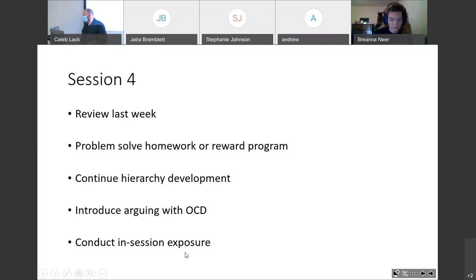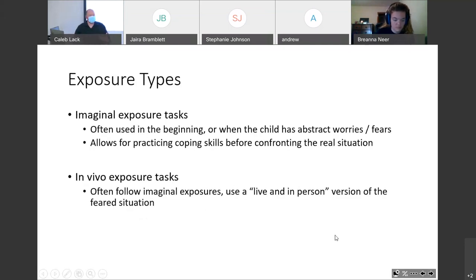When we're doing these exposures, you can do different kinds, right? For different types of problems, like we'll see throughout the semester, you might do more imaginal-based exposure tasks, where you're not actually doing something but thinking about it. Or you do more in vivo exposure tasks, which are the live, in-person ones. I might have you close your eyes and imagine a frog. And imagine seeing yourself touch it.